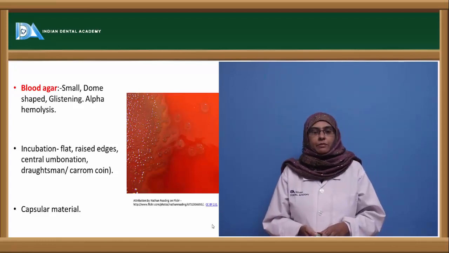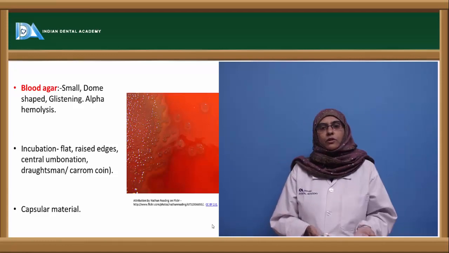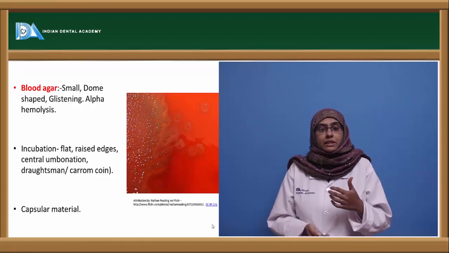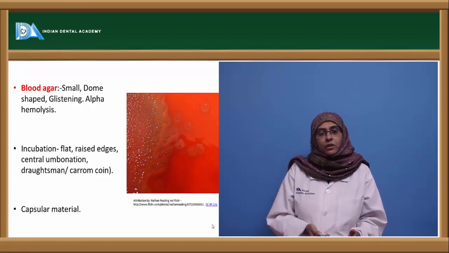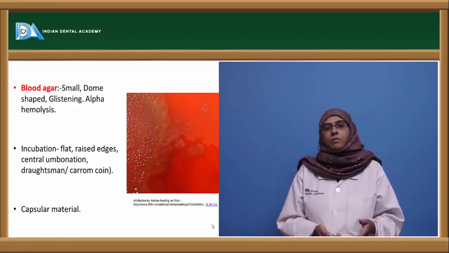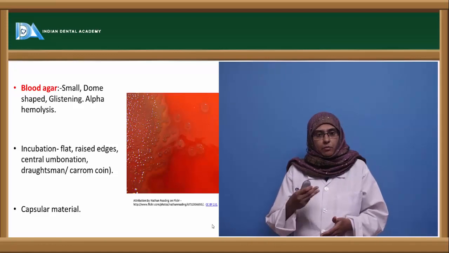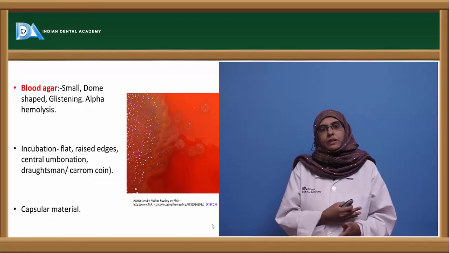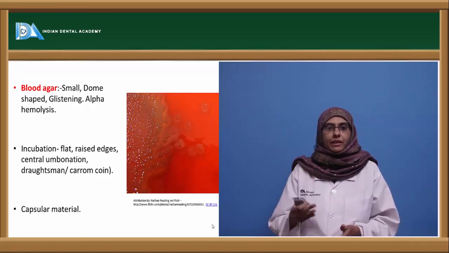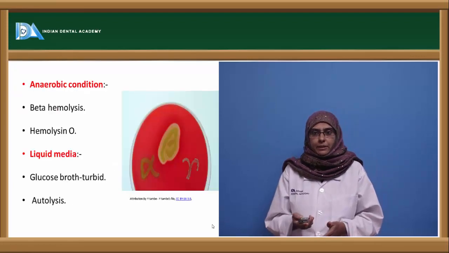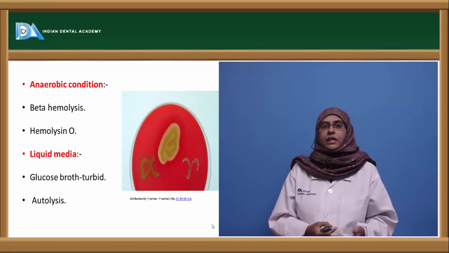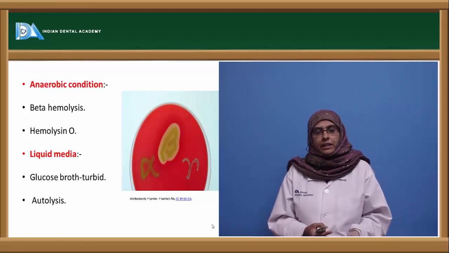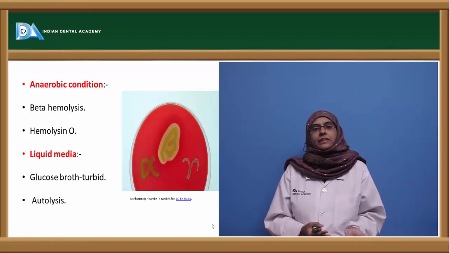And the capsular material in most of the organism, that is, type 3 strains of pneumococci, exhibit more amount of capsular material, and hence these organisms can be isolated in the form of mucoid colonies. That is, the more capsular material produced by this organism can be easily identified by the mucoid colonies on the media.